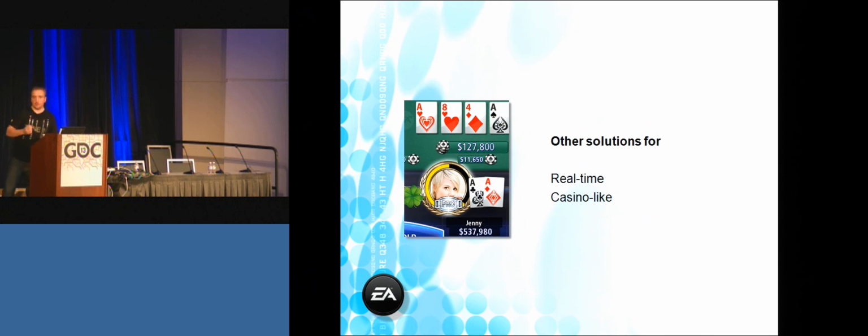We use other solutions for two types of games. Real-time is kind of hard to achieve on App Engine because it's a shared infrastructure with thousands of other applications. To have predictable timing on App Engine is pretty hard. So we have a different solution for that.